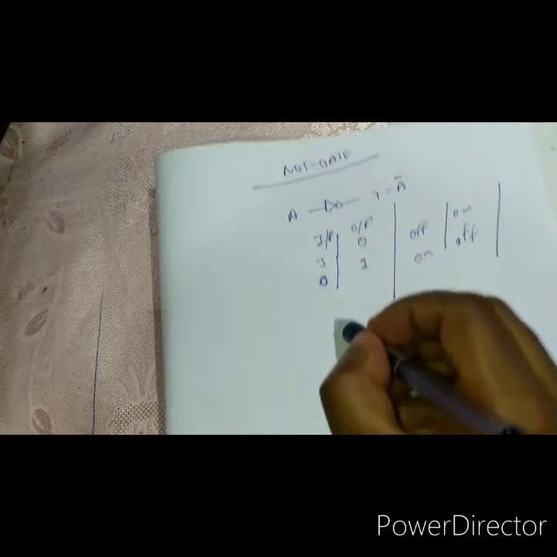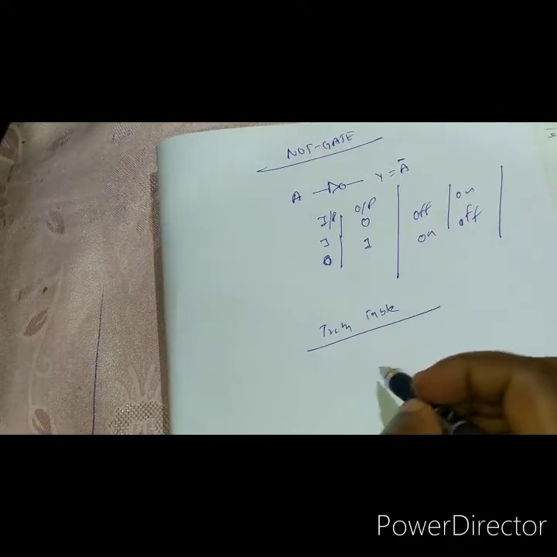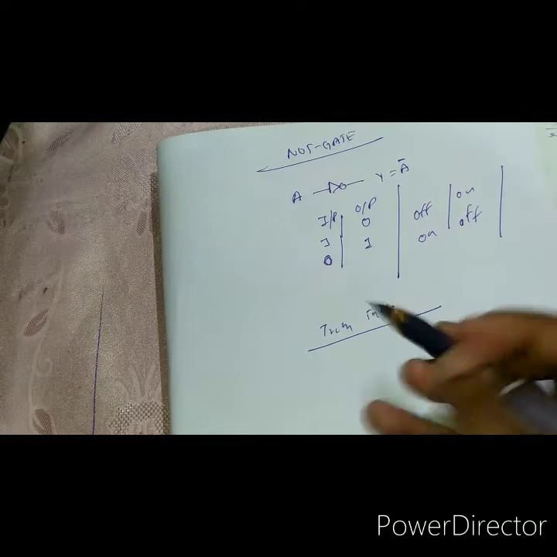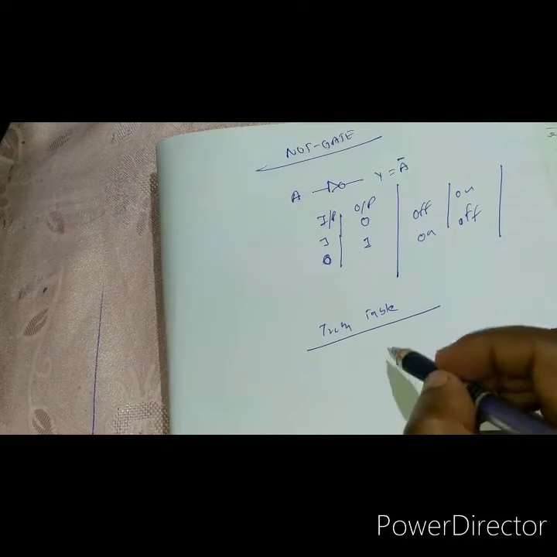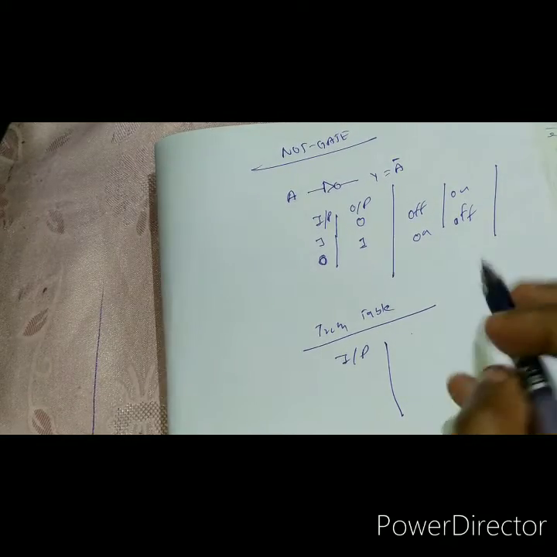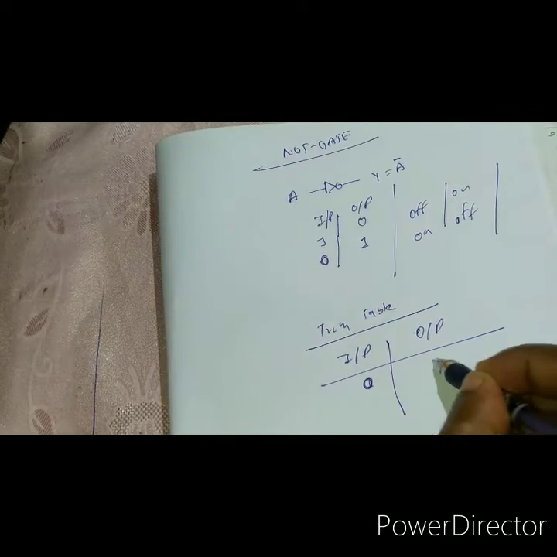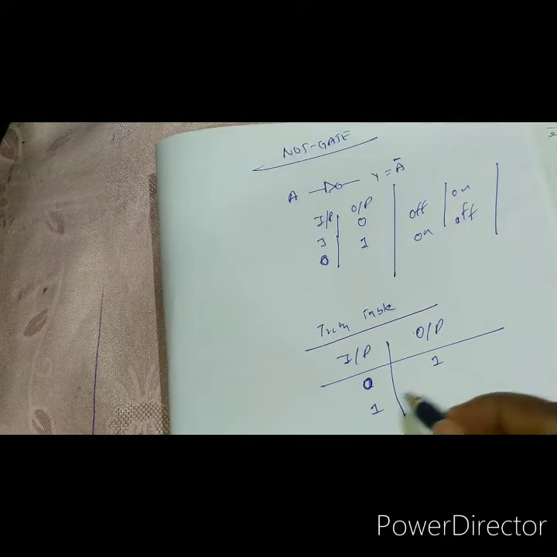The truth table for the NOT gate: it is the only gate which has only one input and only one output. So suppose the input is 0, it will give 1, and if it is 1, it will give 0.